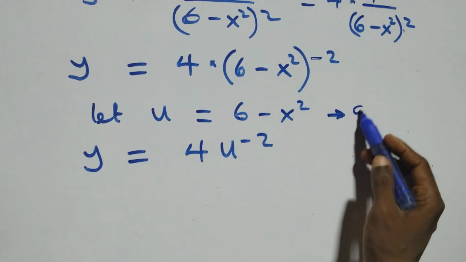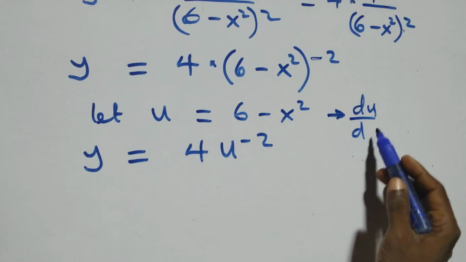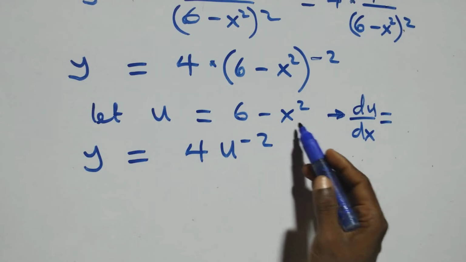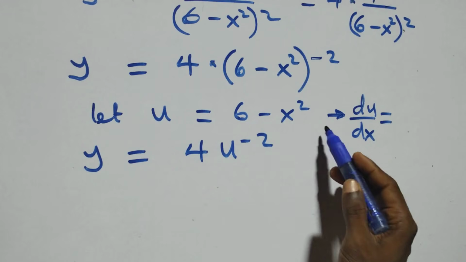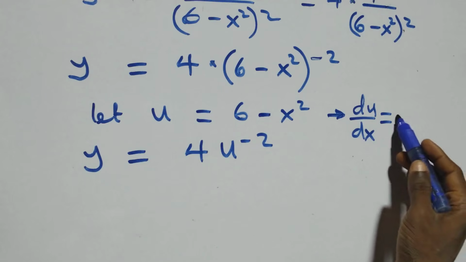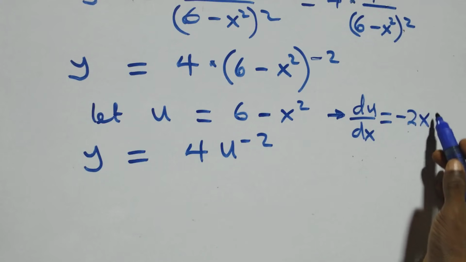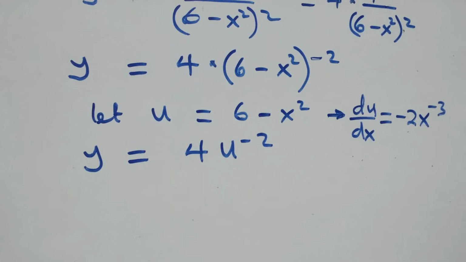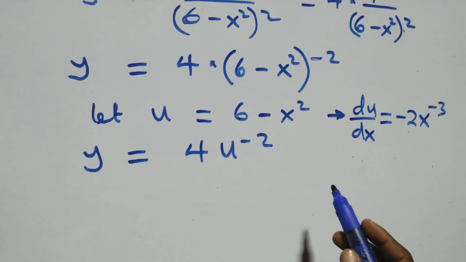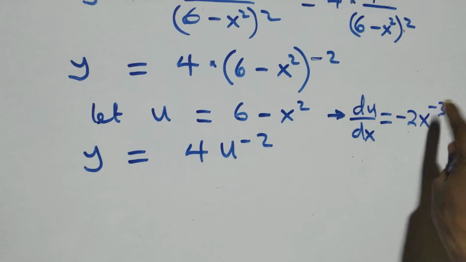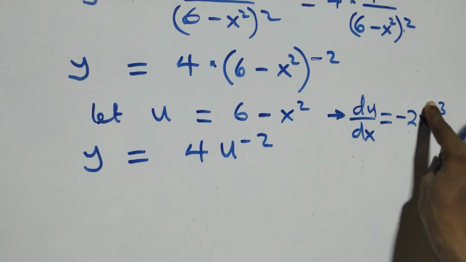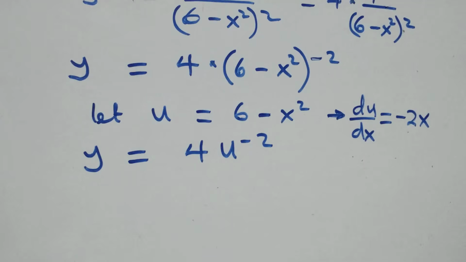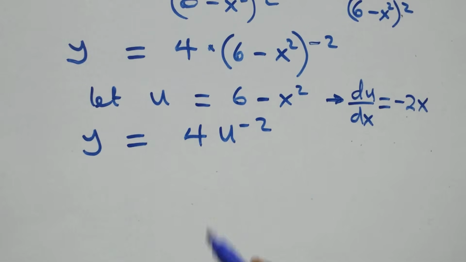That is du/dx here, which will be equal to, when you differentiate 6, 0, minus x squared gives us minus 2x, by the method of differentiation. When we differentiate a power, we subtract 1 from 2, so this will be raised to power 1. So du/dx gives us minus 2x.